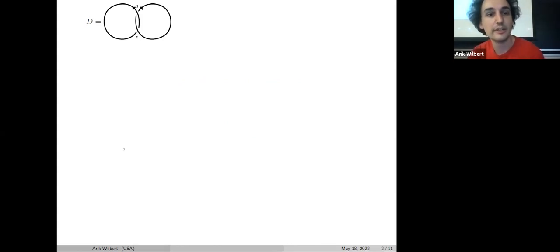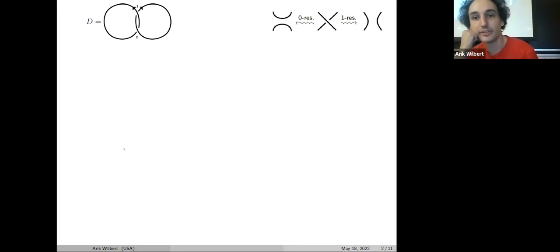So let me briefly recall the construction. So someone gives you a link like this. So what you usually do is you label all of these crossings by a number. So this is, let's say, the first crossing, this is the second crossing. And then what you want to do with these crossings in the first step is you want to resolve them. So here is a crossing, and there are two ways to resolve them. So I can either do a 0 resolution or a 1 resolution, and the corresponding pictures are up here.